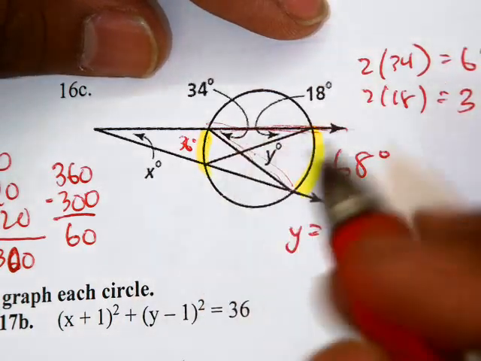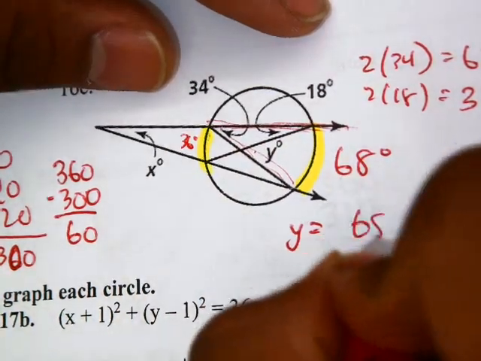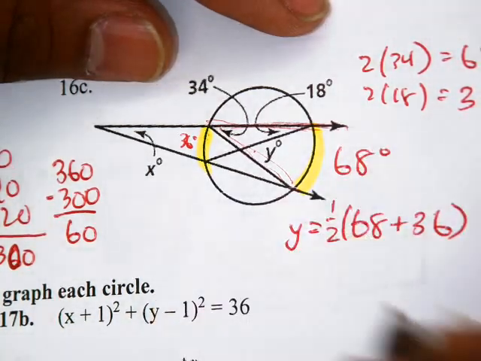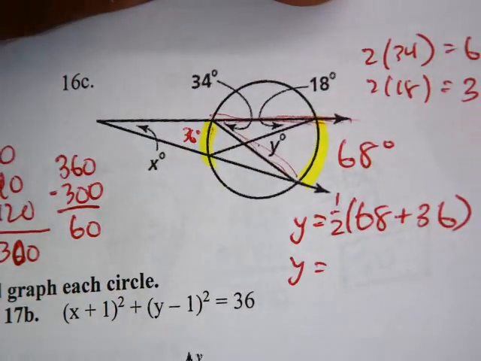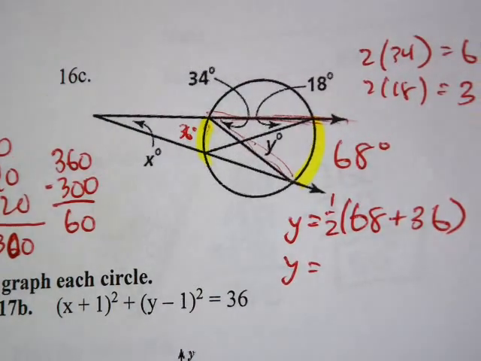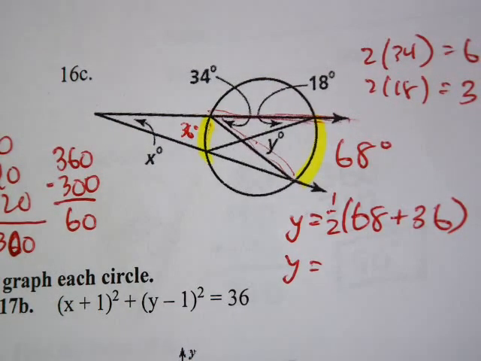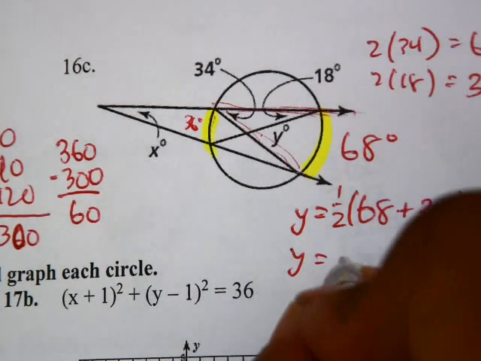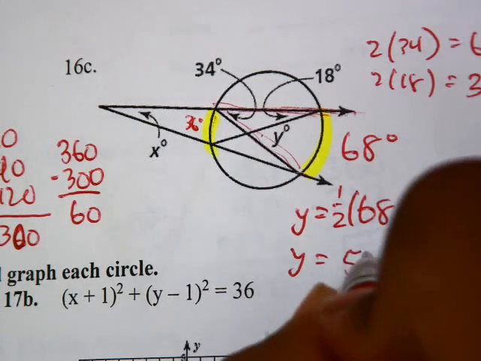To get that angle Y inside the circle, I take the two arcs, 68 and 36, and I'm going to add them, and then take half of it. So 68 plus 36 is 104. Half of 104 is 52.